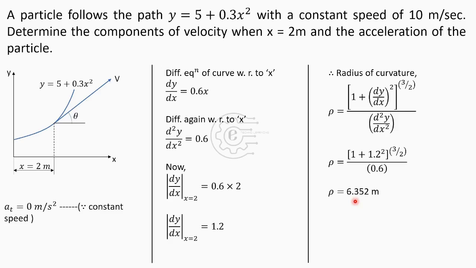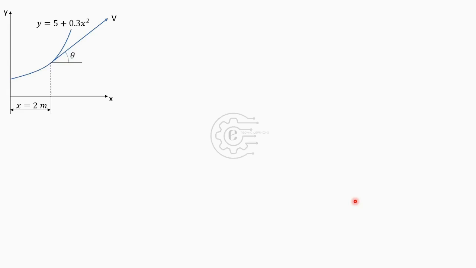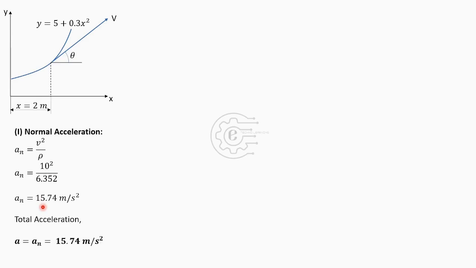Now let us find out the normal component of acceleration, which is given by v square divided by rho. So इसमें substituting the value of v as 10, so 10 square divided by radius of curvature, that is 6.352. So normal component of acceleration will come out to be 15.74 meter per second square. Therefore total component of acceleration is equal to normal component of acceleration only, because tangential component of acceleration is 0.